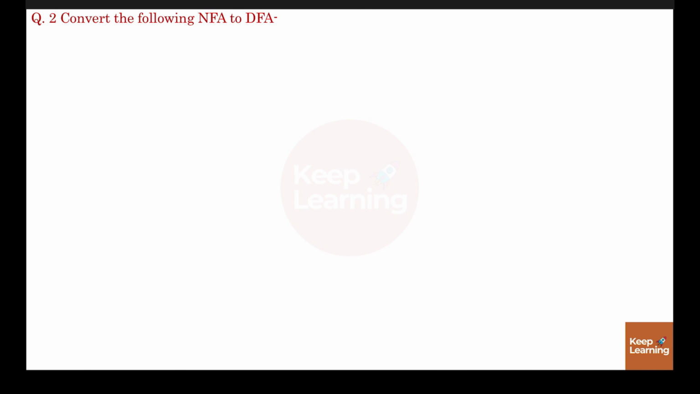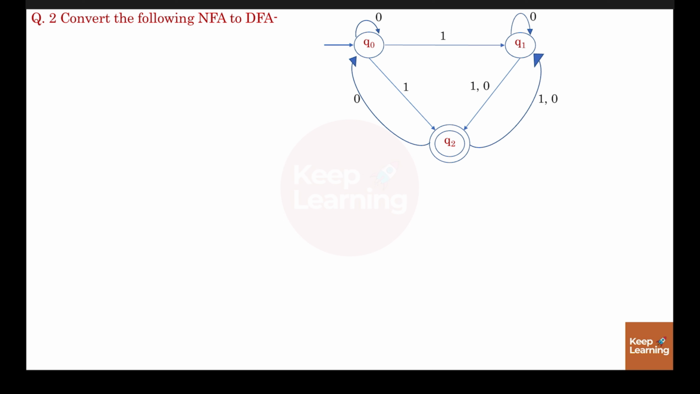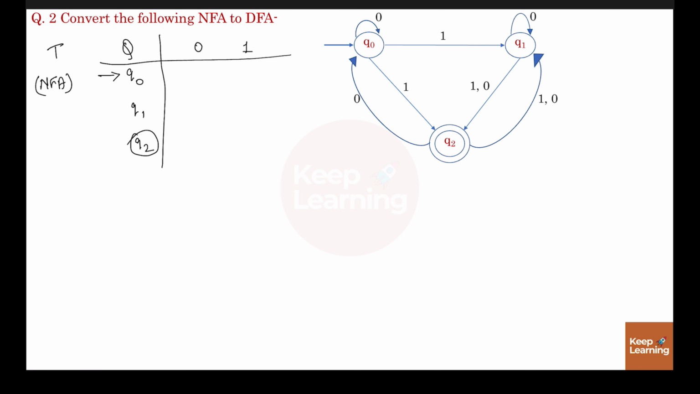Our next question is, convert the following NFA to DFA. First we will write a table T corresponding to the given NFA. Here you will have states and the input alphabets. Here we have 3 states, Q0, Q1 and Q2. Q0 is our initial state and Q2 is our final state. From Q0, by taking 0 you are reaching Q0 itself, and by taking 1 you can either reach Q1 or Q2.